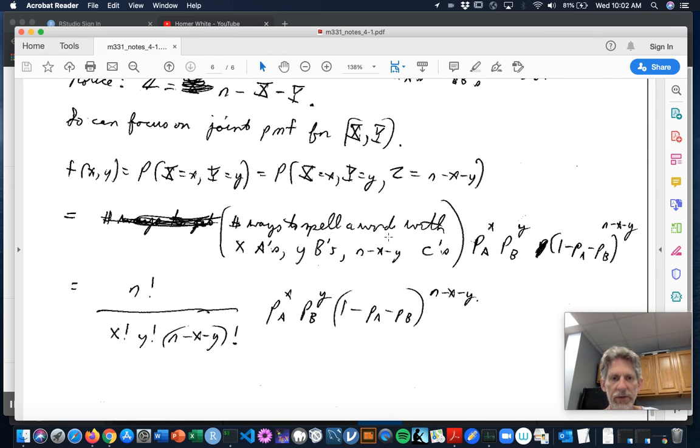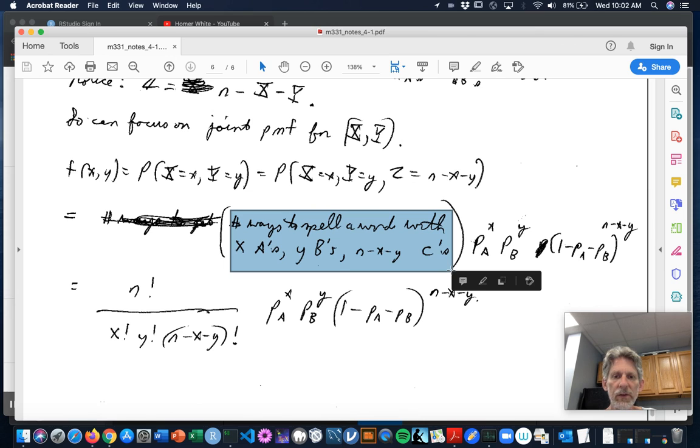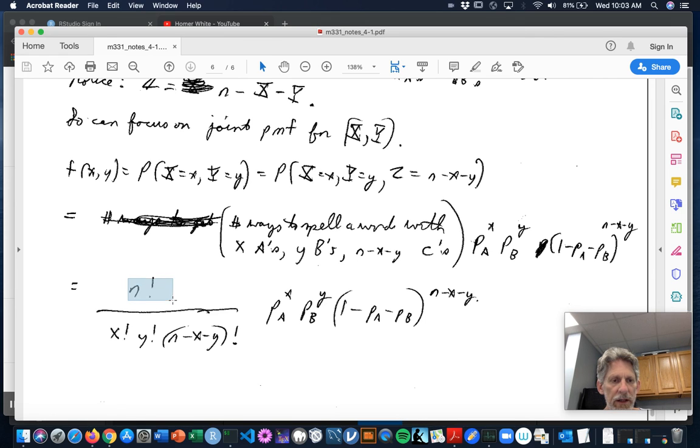But there are a lot of ways for the event to happen, and how many ways are there? Well, it would be the number of ways to spell a word where the letters you're given are x A's, y B's, and n minus x minus y C's. How many ways can you rearrange those to make a word? This comes down to that same Mississippi problem that we did way back. And you remember it's going to be the total number of letters factorial over the factorials of how many of those letters are the same.